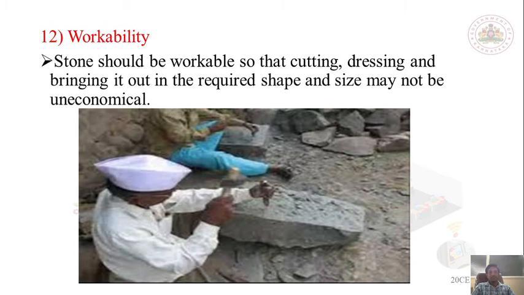Workability. The next important parameter is workability. You buy a good stone, it has very good strength, good durability, and it is not breakable. But if you are not able to dress it, if you are not able to lift it to the masonry wall, then that is not workable. You can't use that particular stone for construction, because you need to shape the stone. You need to give a perfect size to the stone. Then only you can use the stone.